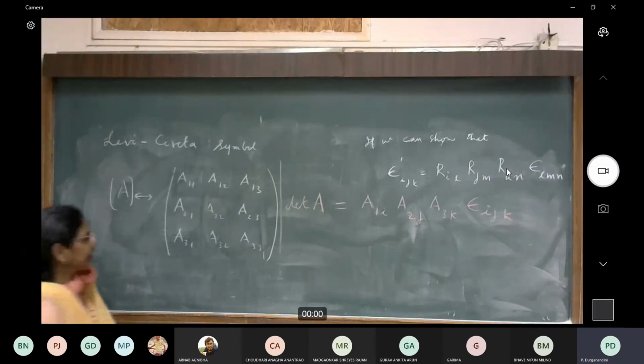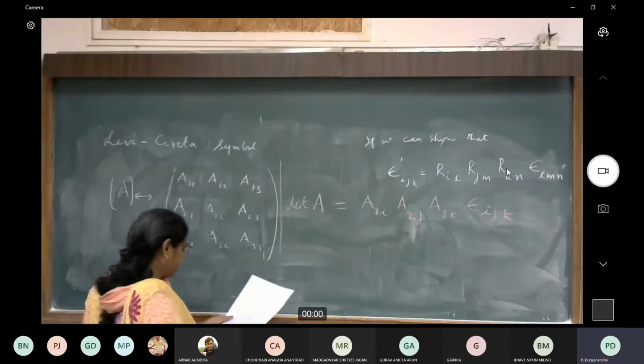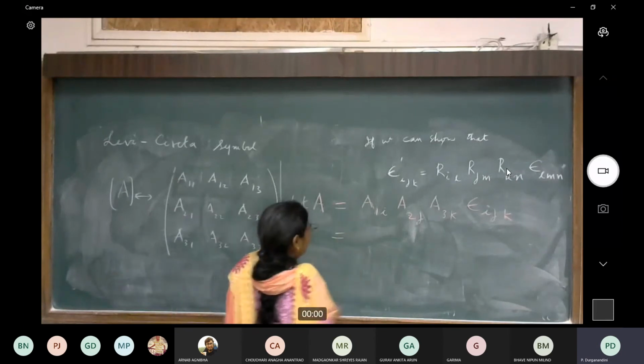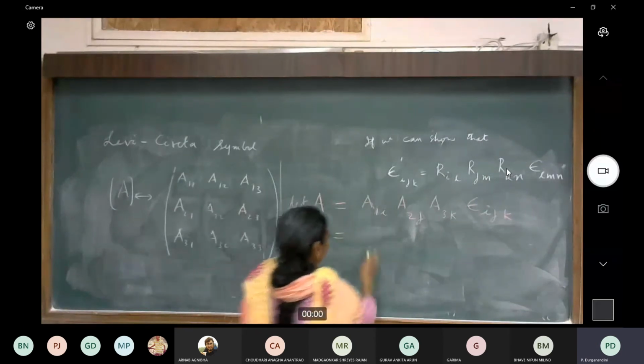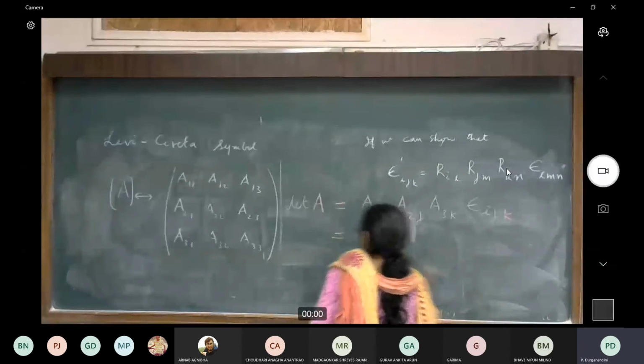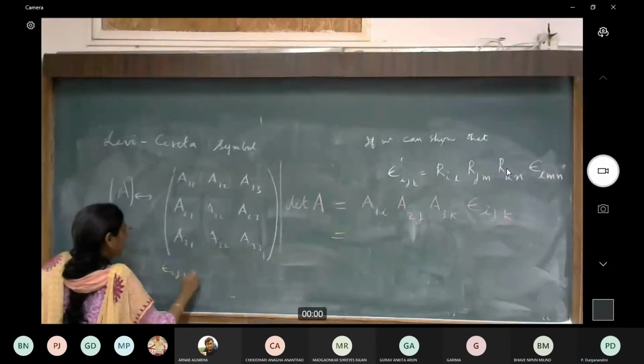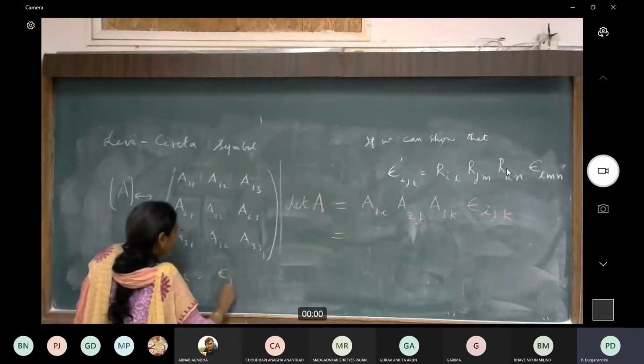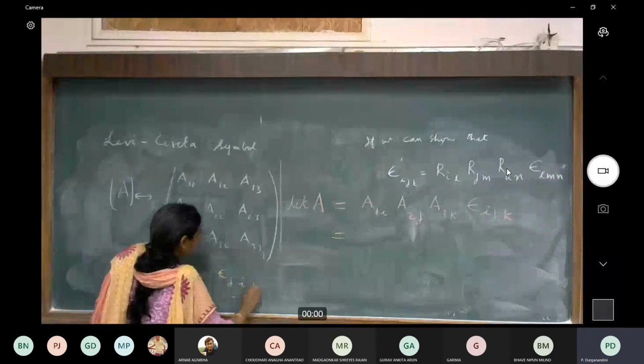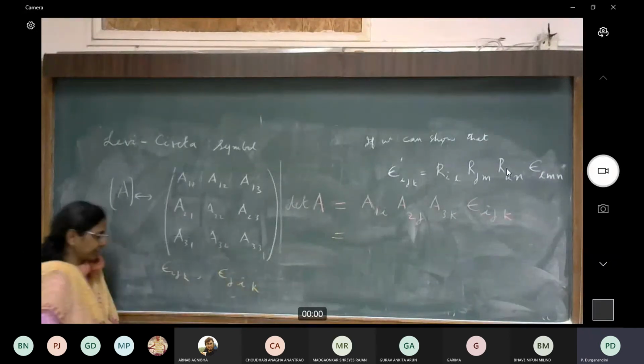But you can also see that I can play with this a little bit. Now, what we have also seen is that suppose I have epsilon ijk from the definition. Is there any relation between epsilon jik and epsilon ijk?